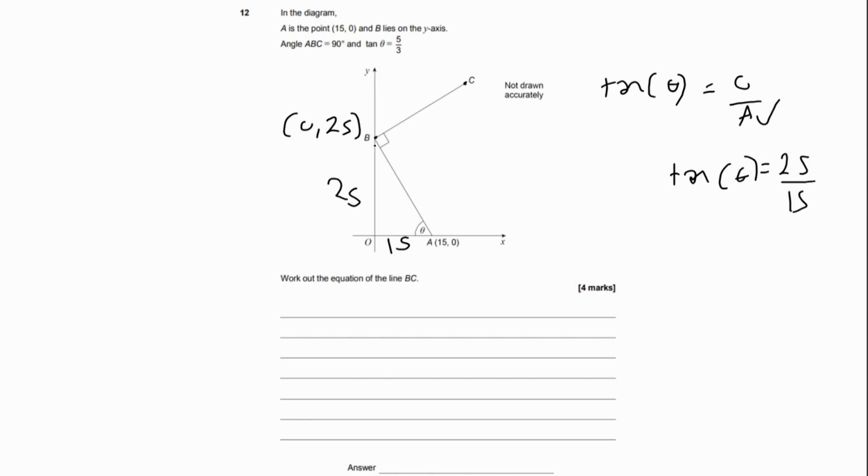The gradient of line BA is going to be negative 25 over 15, which is negative 5 over 3, and that is your gradient. The gradient for the BC is going to be the negative reciprocal, which is going to be negative, negative going to become positive, so you get y equals 3 over 5x plus c. Now you know c is 25 because it crosses through at 0, 25, so y equals 3 over 5x plus 25.